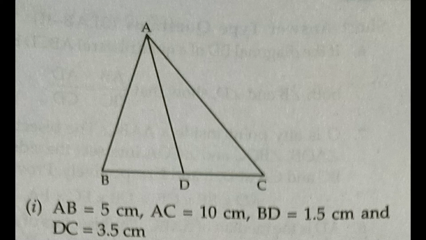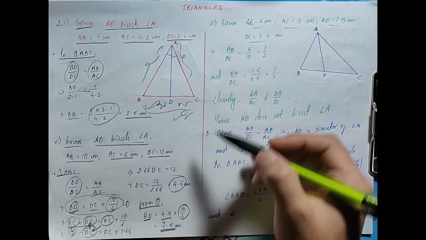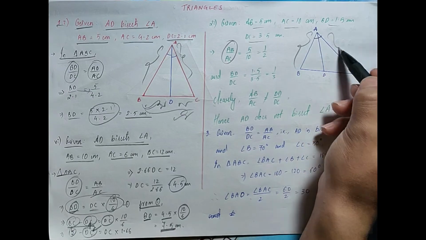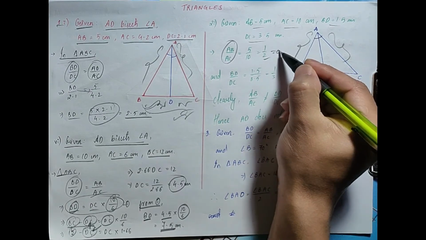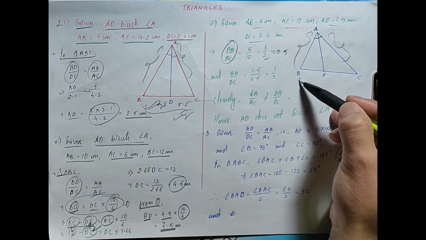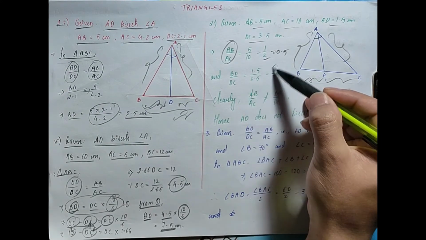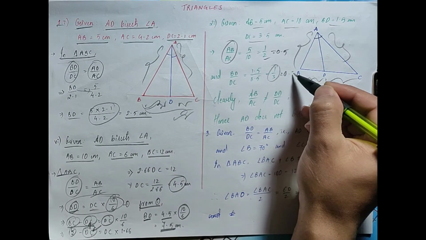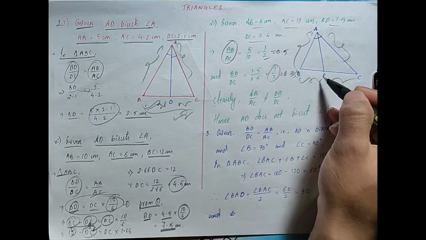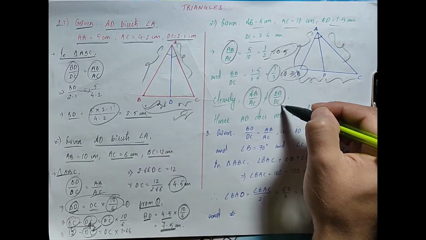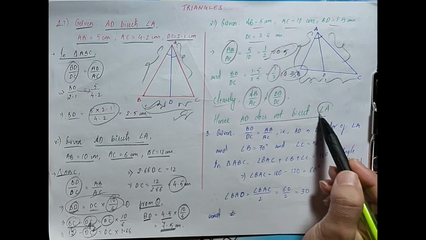In the figure, check whether AD is the bisector of angle A in ABC in the following cases. So the first case is AB is 5, AC is 10, BD is 1.5 and DC is 3.5. So we'll just write what is given. Then we'll find AB by AC, the side containing the angle, which is half, which is 0.5, and we will check the base, which is BD by DC. So if you divide, it will be 1.5 by 3.5, which is 0.33333. So obviously these two are not equal. Clearly AB by AC is not equal to BD by DC, hence AD does not bisect angle A.